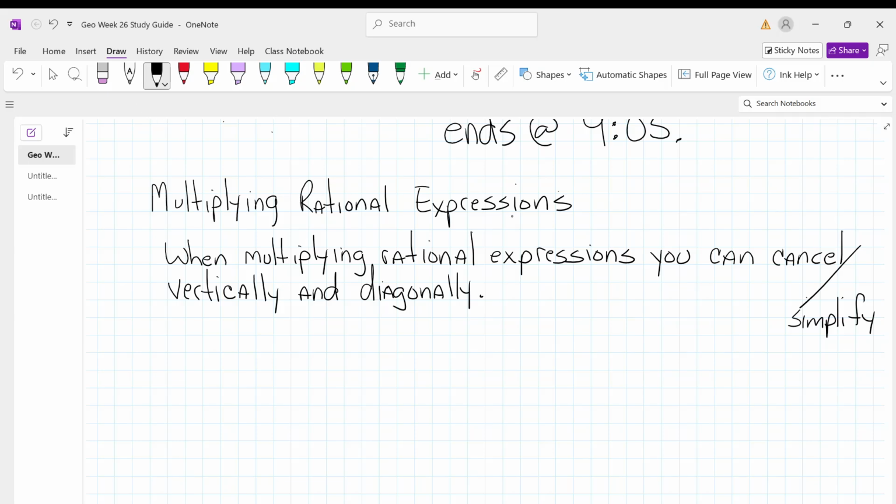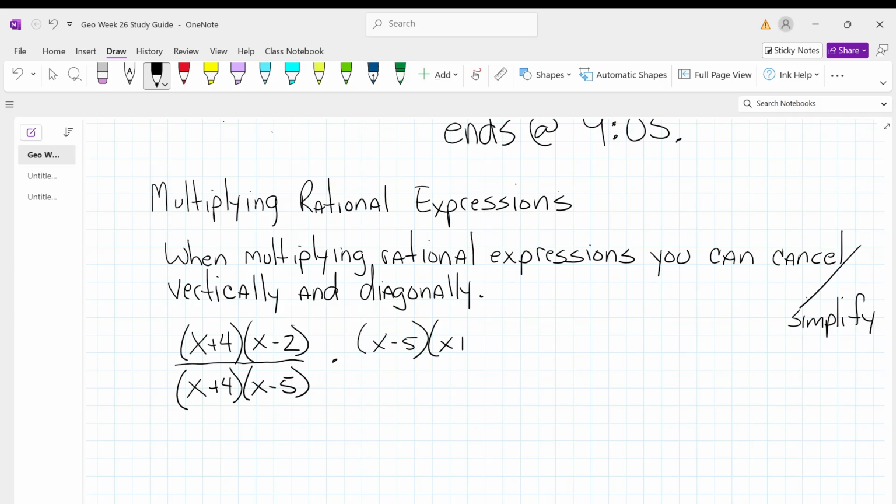And what I mean by that is that if you have something like x plus 4 times x minus 2 over x plus 4 times x minus 5, and you're multiplying that by x minus 5 times x plus 5 over x minus 1 times x minus 2.